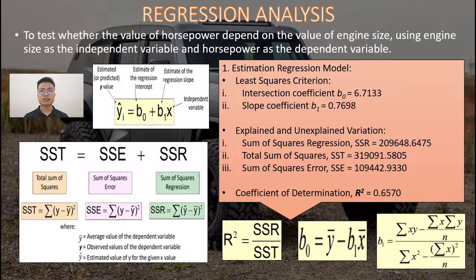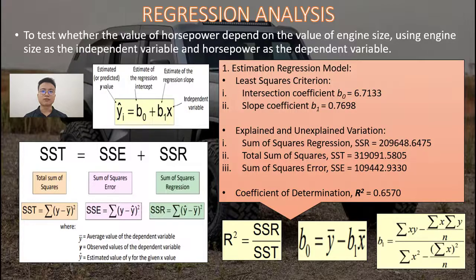My next analysis is about regression analysis, where I will test whether the value of horsepower depends on the value of engine size, using engine size as my independent variable x and horsepower as my dependent variable y. Our linear regression model equation should look like this. And by using the formula given, intercept coefficient B0 equals 6.7133 and our slope coefficient B1 equals 0.7698.